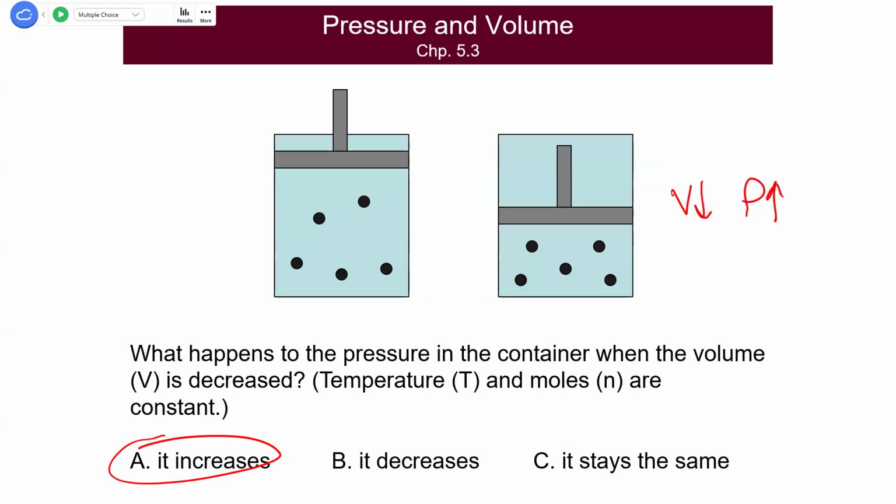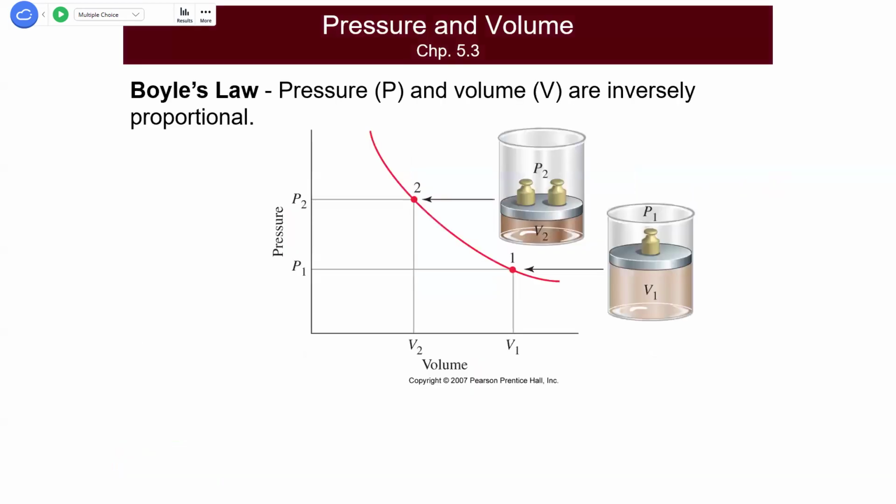Right? So what kind of relationship is this? It's an inverse relationship. Awesome. And so that relates, and there's a name for this. It's called Boyle's law. And this is looking at how pressure and volume are inversely proportional.